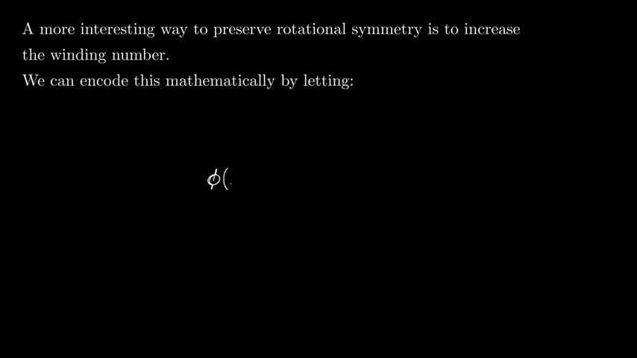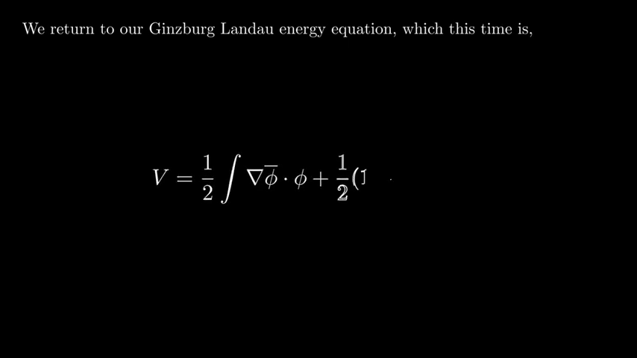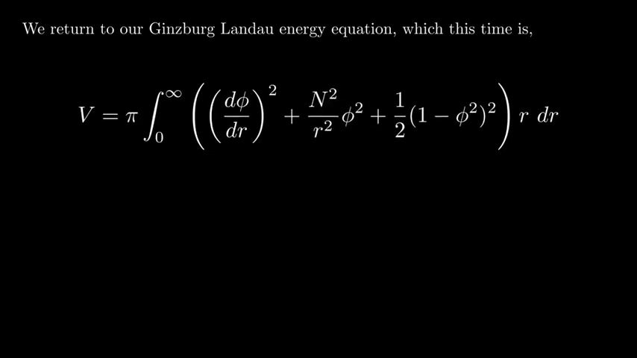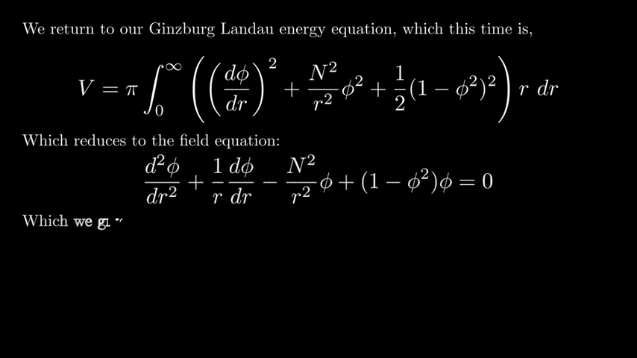A more interesting way to preserve rotational symmetry is to increase the winding number. We can encode this mathematically by letting phi of r, theta be equal to phi of r, theta plus 2n pi, which means that phi of r, theta equals e to the i n theta phi of r, 0. We return to our Ginzburg-Landau energy equation, which this time has the potential written below, which reduces to the field equation there, which we give boundary conditions phi of 0 equals 0 and phi of infinity equals 1.